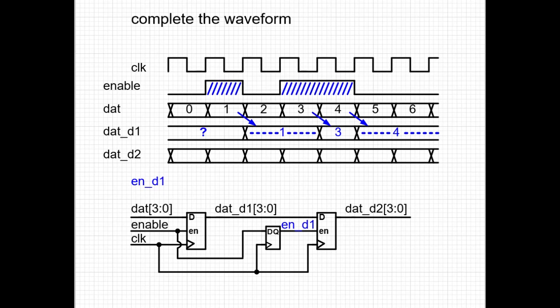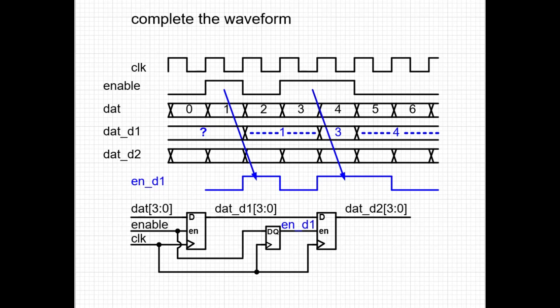We move on to the second enabled data register, DAT D2. And first we'll see what's up with its enable input, N D1. And of course it's simply a delayed version of the input enable, giving us a delayed version of DAT D1 for the final output, DAT D2. And we see an important point illustrated here. By delaying the enable through the D flop, we're keeping the original enable signal in sync with the data flowing through.